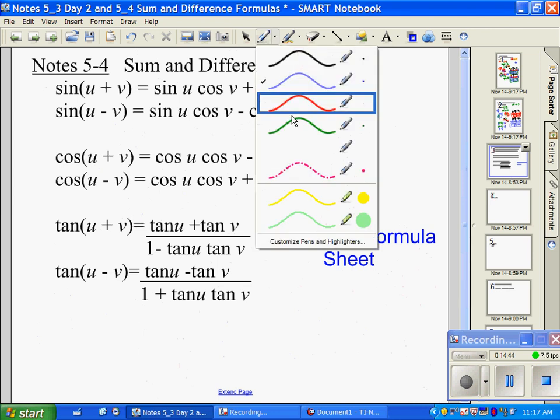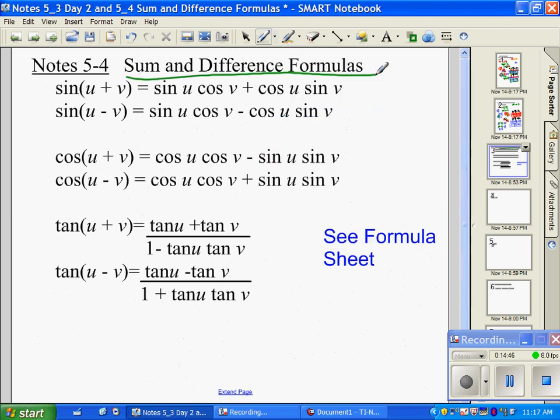Sum and difference formulas, and I don't think that you need to write these into your notes because you have them on your formula sheet. But you'll notice there's sine sum and difference formulas, there's cosine, there's tangent. We will probably stay away from the tangent ones in this class, but I just wanted to make sure I pointed those out on your formula sheet.